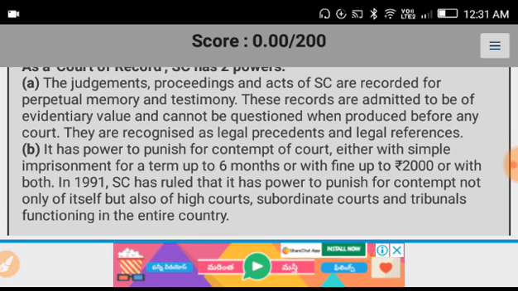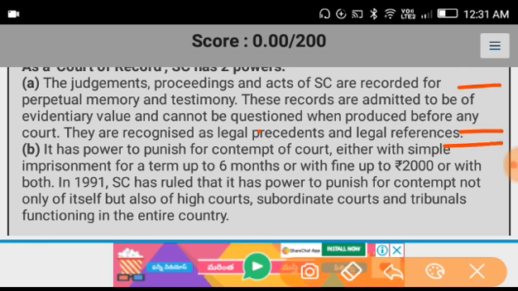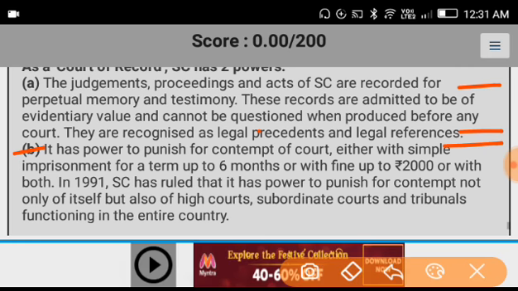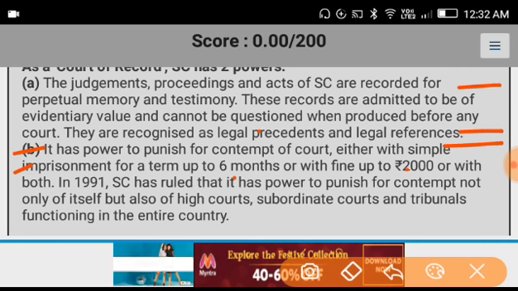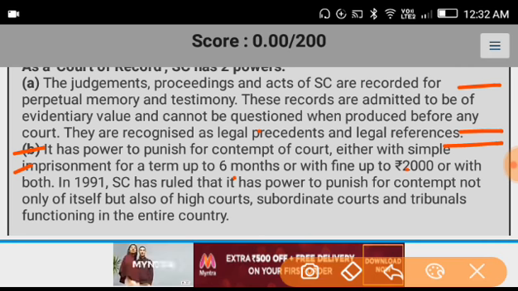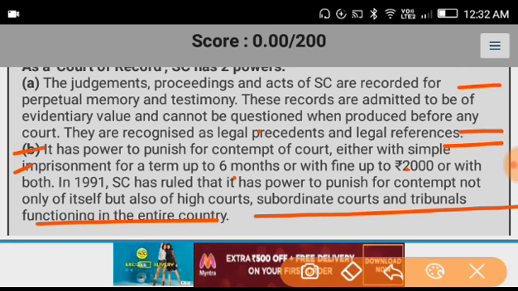So the Supreme Court has two powers. The judgments, proceedings and acts of the Supreme Court are recorded for perpetual memory and testimony. These records are admitted to be of evidentiary value and cannot be questioned when produced before any court. They are considered as legal precedents and legal references. It has the power to punish for contempt of court, either with simple imprisonment for a term of 6 months or with a fine of 2,000, and this applies not only to itself but also to high courts, subordinate courts, and tribunals functioning in the entire country.